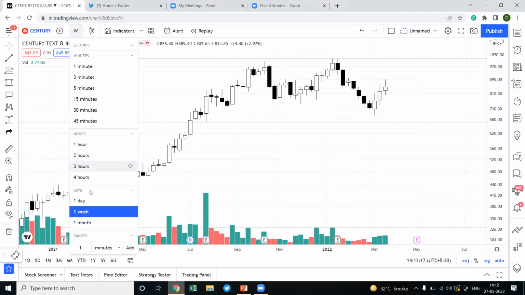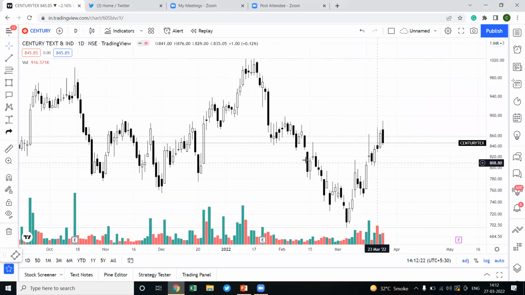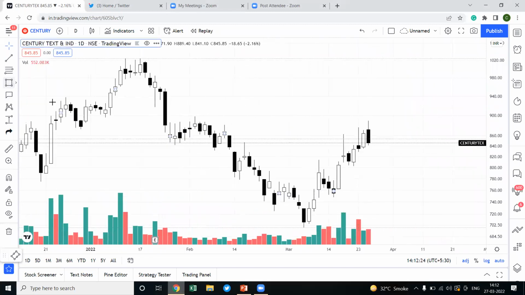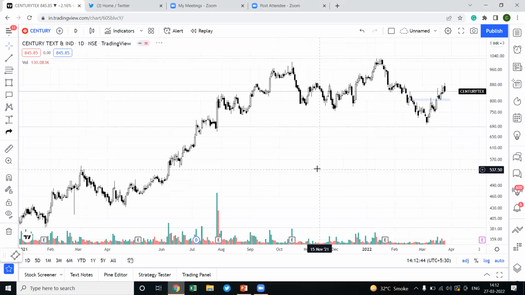So I would not be chasing this particular stock, but on the support zone we can see that it has stopped making a series of lower highs and lower lows, and it is making a series of higher highs and higher lows. So my strategy would be to buy this stock once it comes near the 800 to 815 mark, where it is retesting the particular zone, and the target would again be near the 900 level.